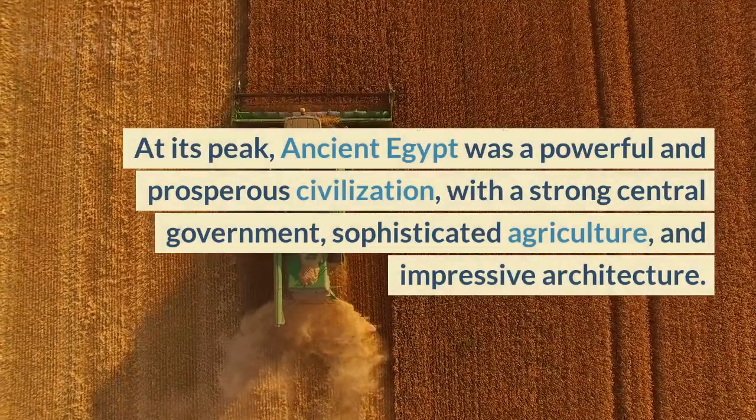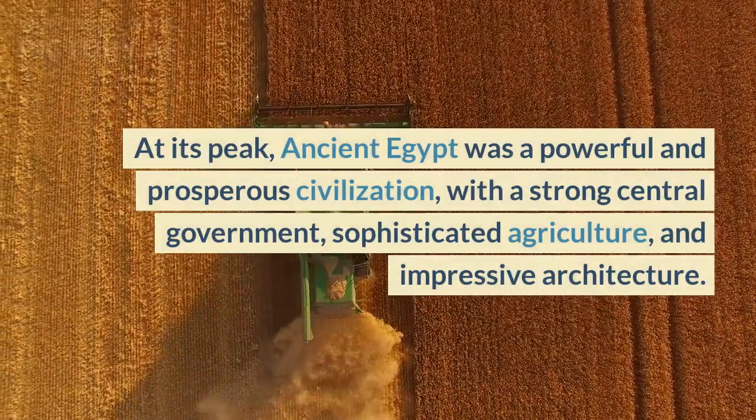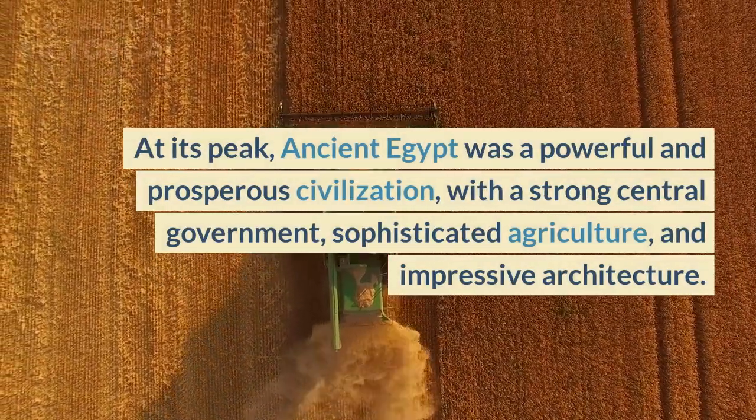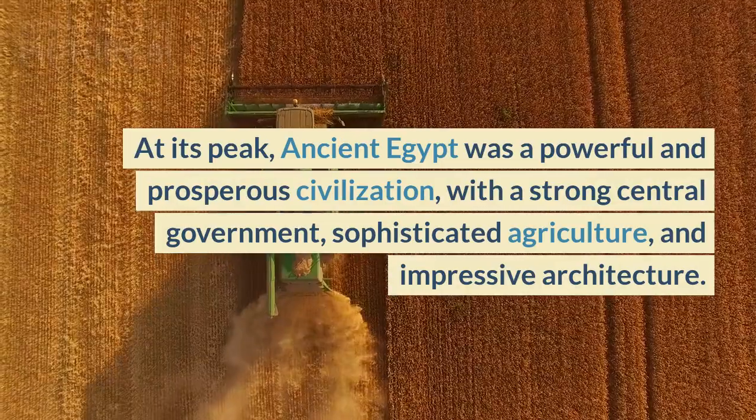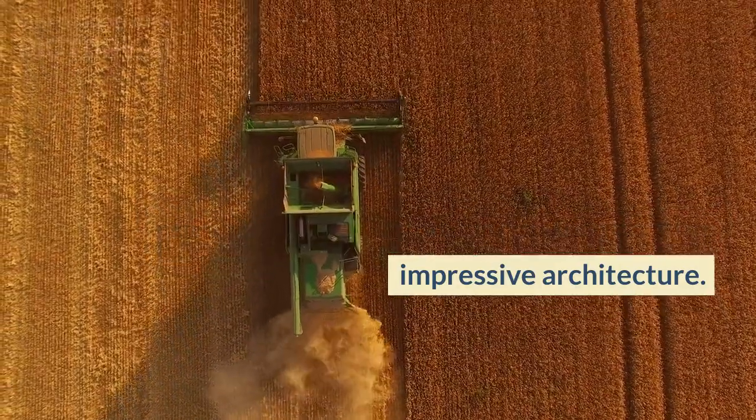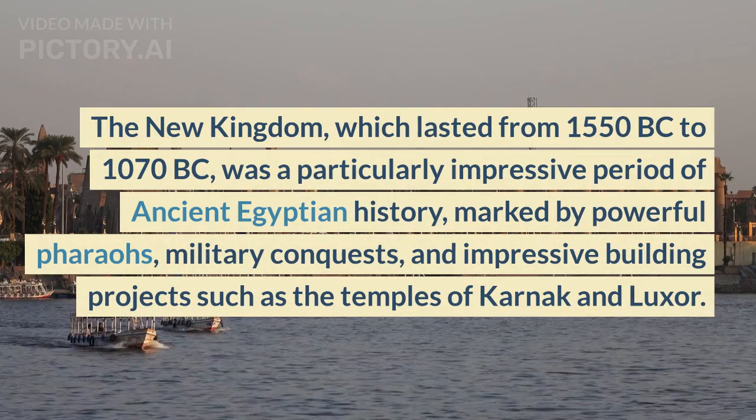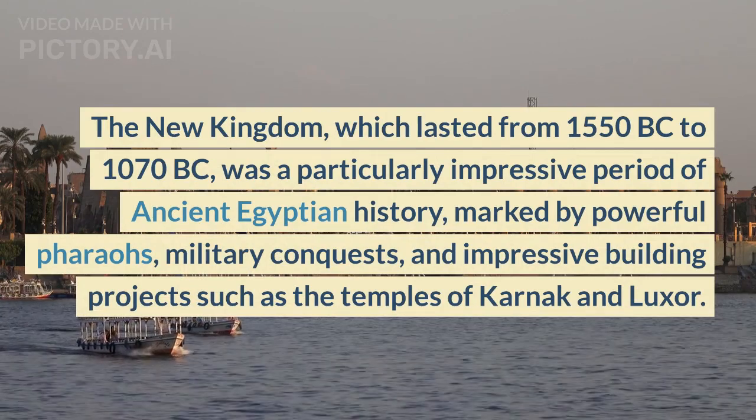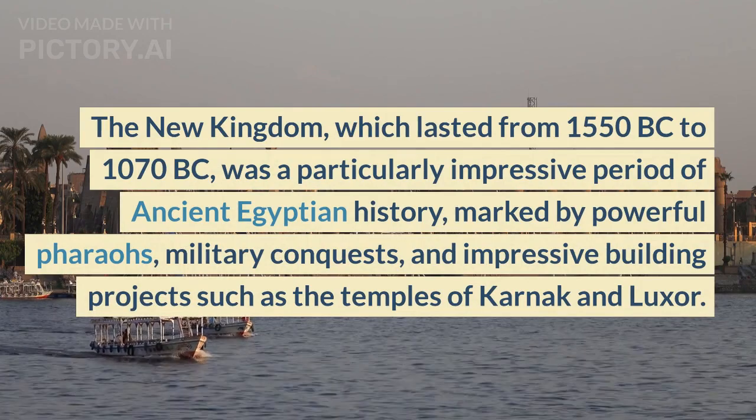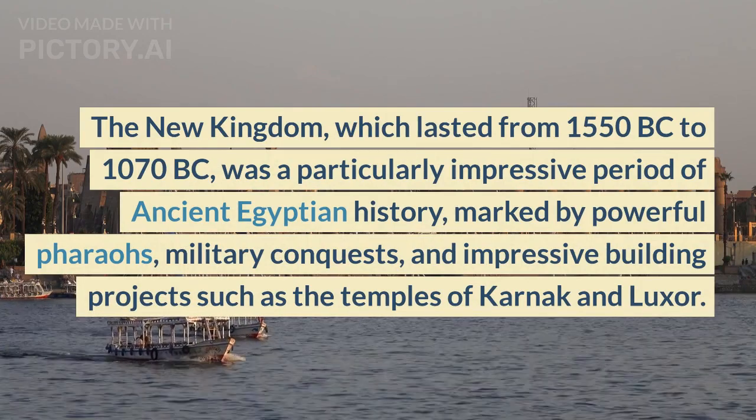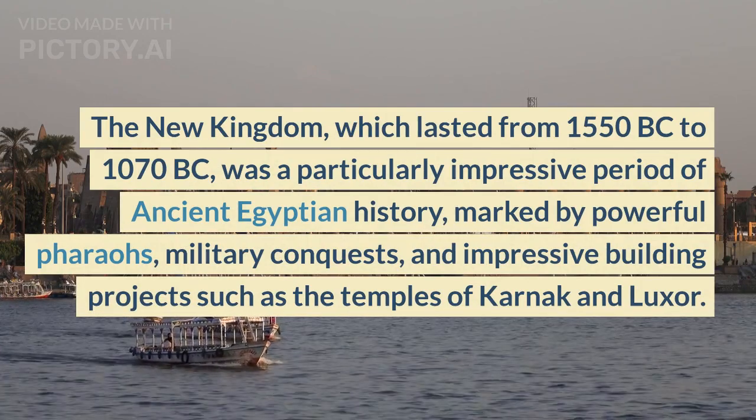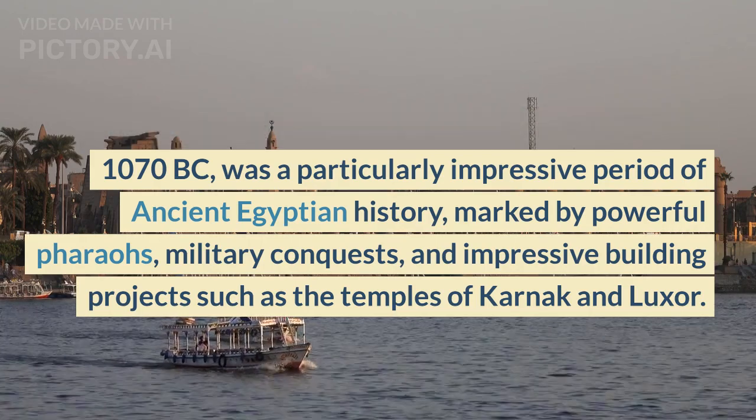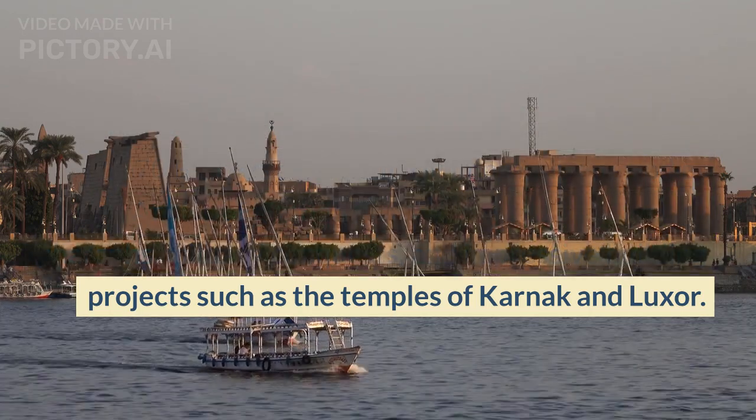At its peak, ancient Egypt was a powerful and prosperous civilization, with a strong central government, sophisticated agriculture, and impressive architecture. The New Kingdom, which lasted from 1550 BC to 1070 BC, was a particularly impressive period of ancient Egyptian history, marked by powerful pharaohs, military conquests, and impressive building projects such as the temples of Karnak and Luxor.